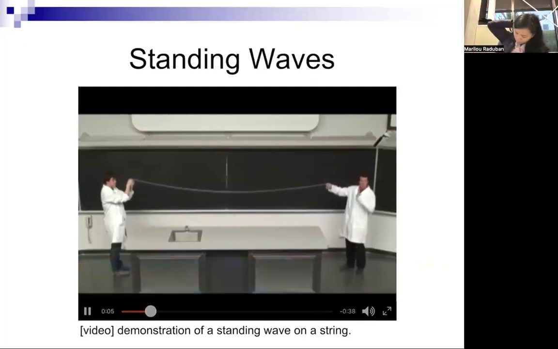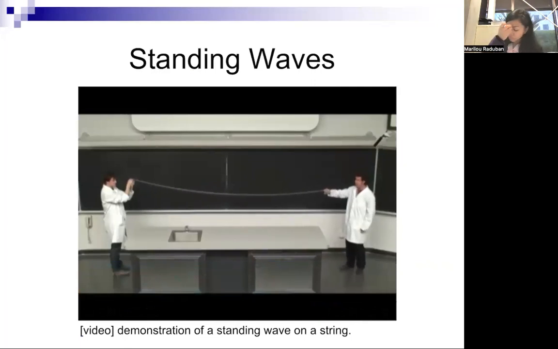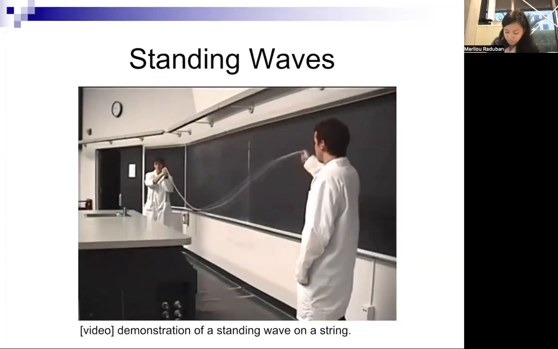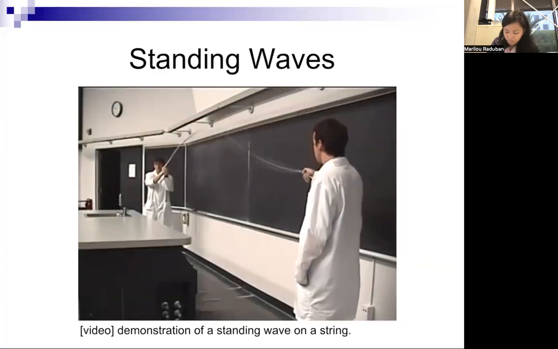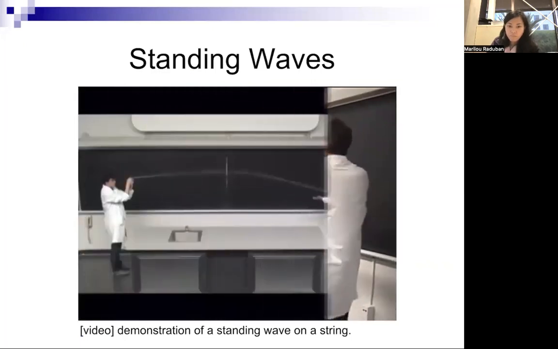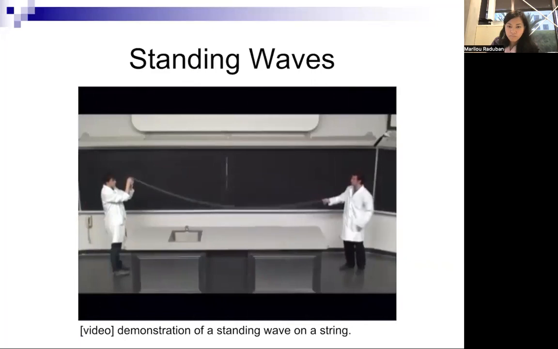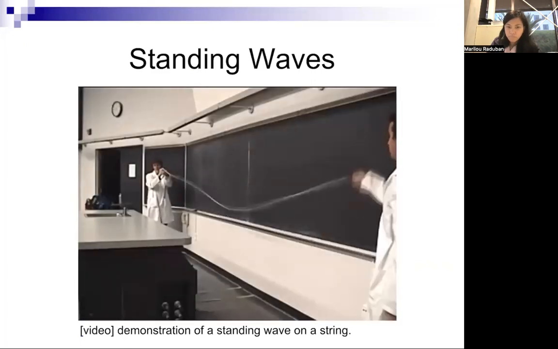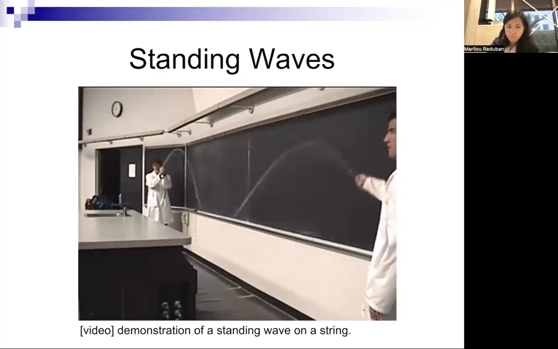As I send a single pulse down to this fixed end, you can see that it reflects upside down on itself. If I send a rhythmic pulse, it reflects on itself. This is the fundamental mode. Sending the pulse at twice the frequency results in the second harmonic. If I triple the frequency, I get the third harmonic.